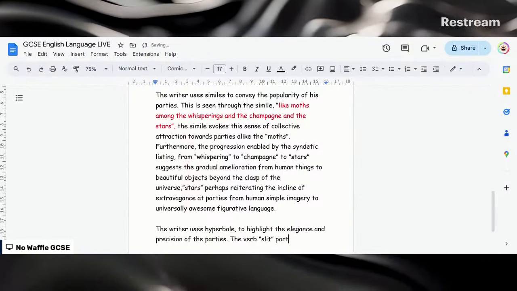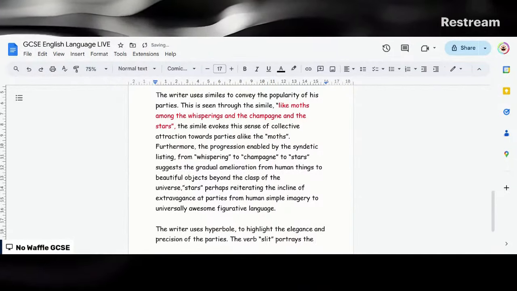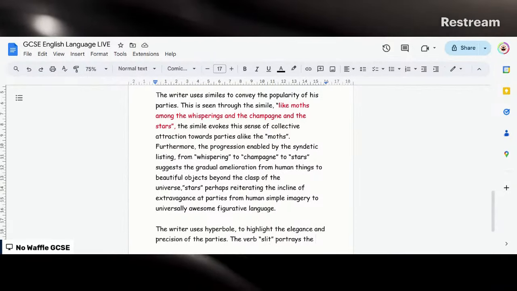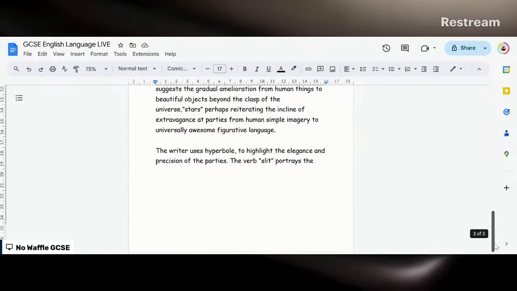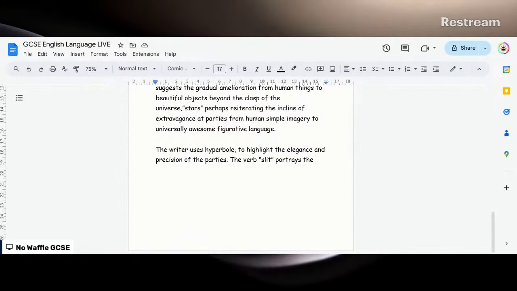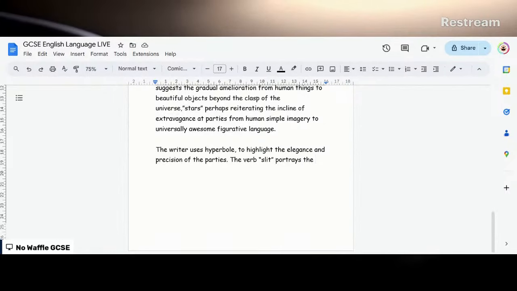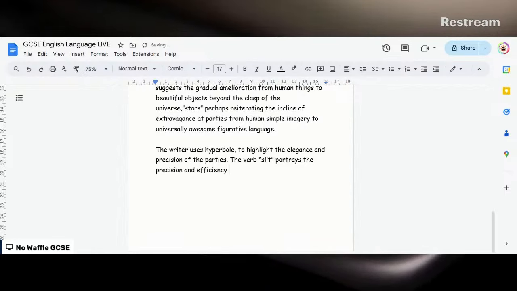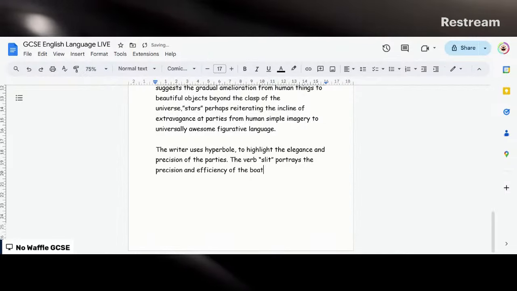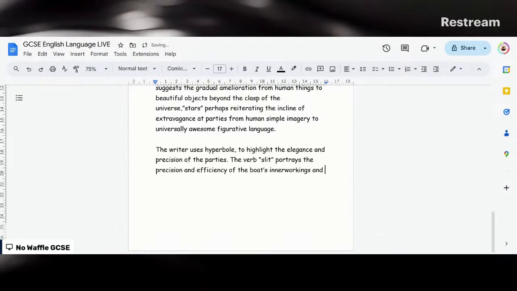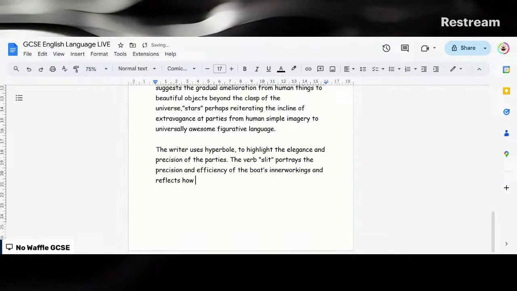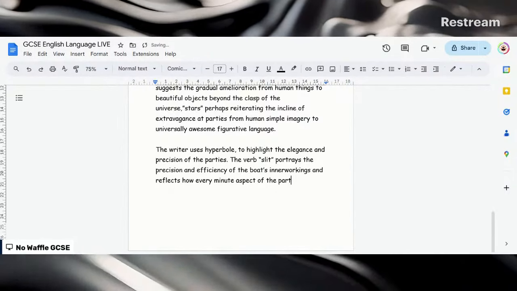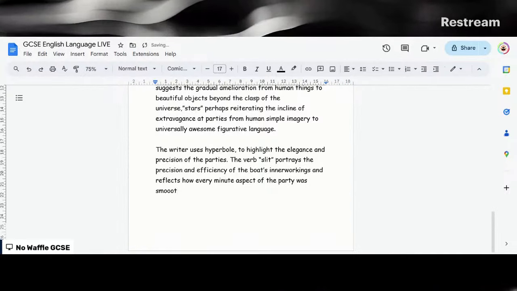The verb slit portrays. So the verb slit was used when they're talking about how the boat very much glides across the water. It's as if they very smoothly do it, and it suggests the quality of the parties, how everything's very much, even down to the motor and mechanics of the boat, is perfect in every way. So the precision of the verb slit portrays the precision and efficiency of the boat's inner workings, and reflects how every minute aspect of the party was smooth and exact.